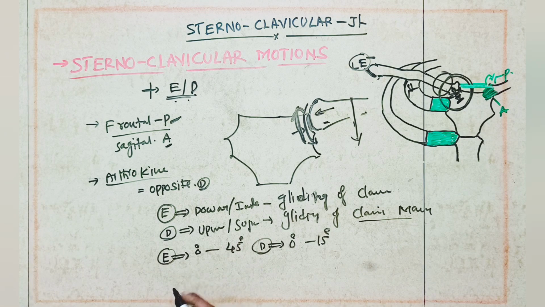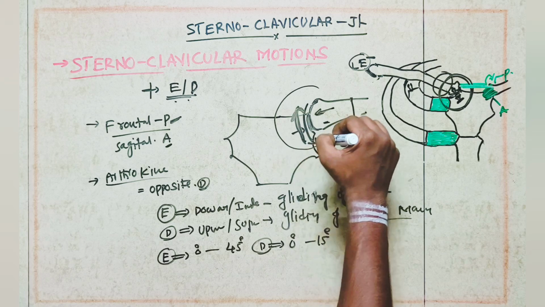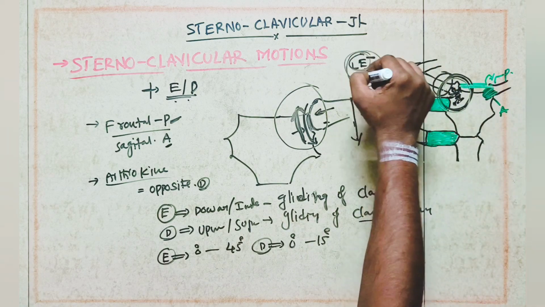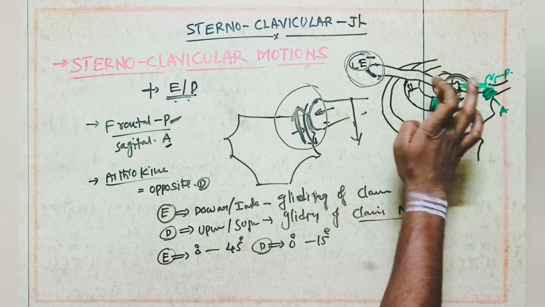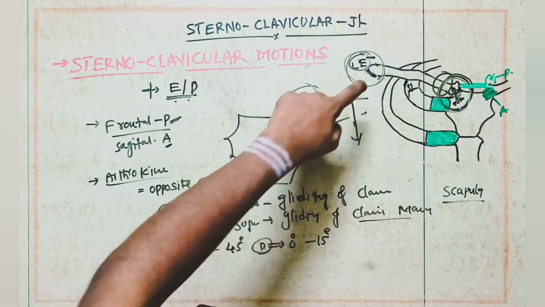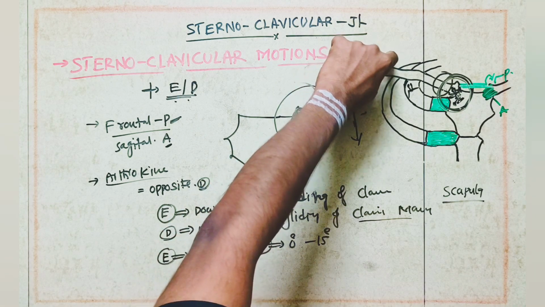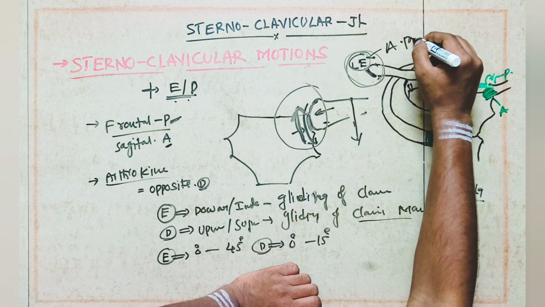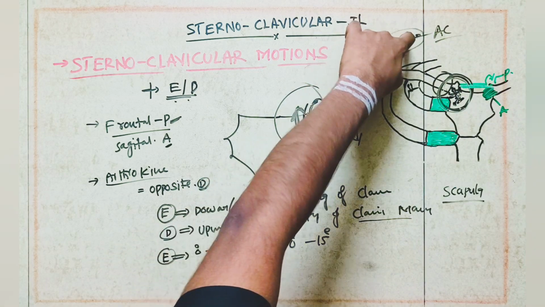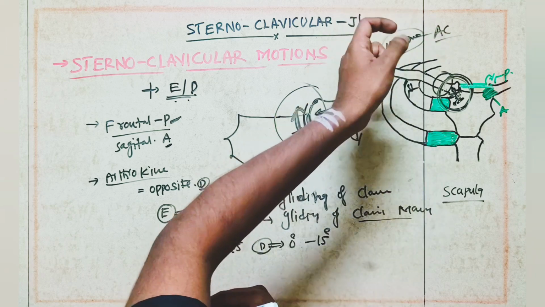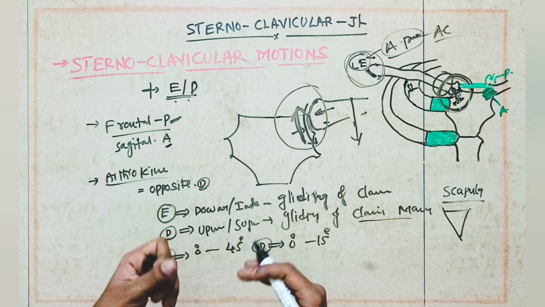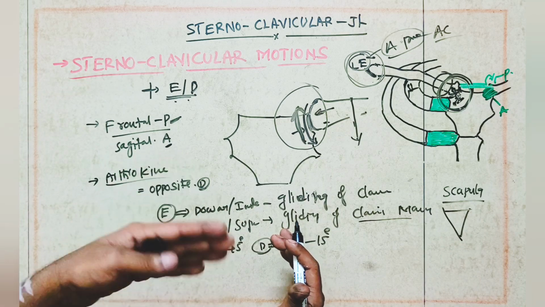One more point, which we discussed many times: whatever movements happen in the medial end of the clavicle also create movements in the lateral end of the clavicle. If the medial and lateral ends are moving, automatically the scapula will move. Why? The lateral end of the clavicle is attached to the acromion process, that is the acromioclavicular joint, and the acromion process is a part of the scapula. So if the clavicle moves, the scapula also moves. It's like an integrated function. One movement creates movement in another joint.